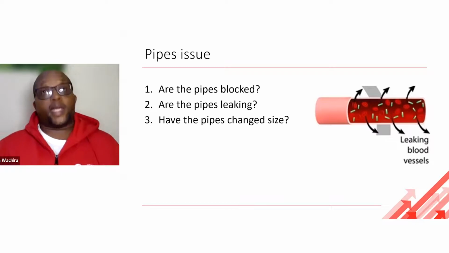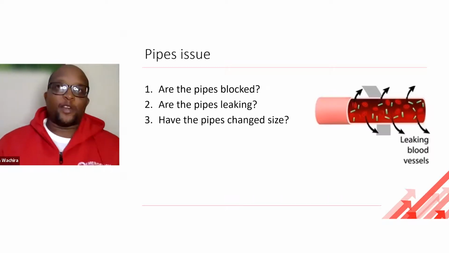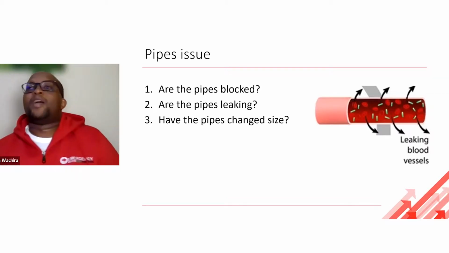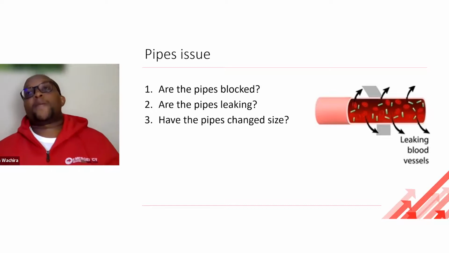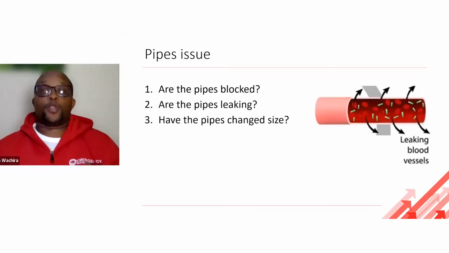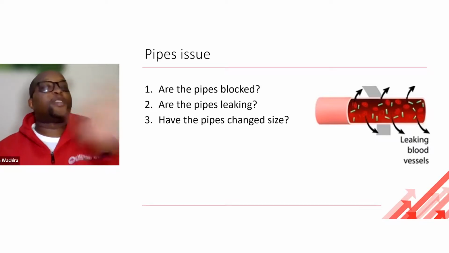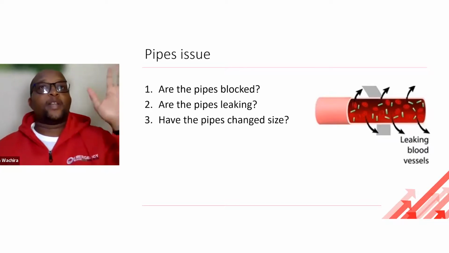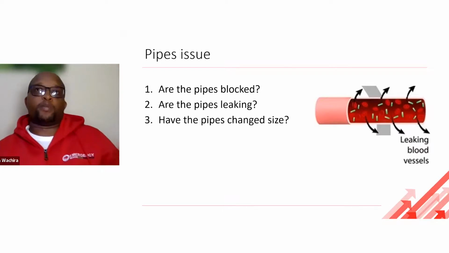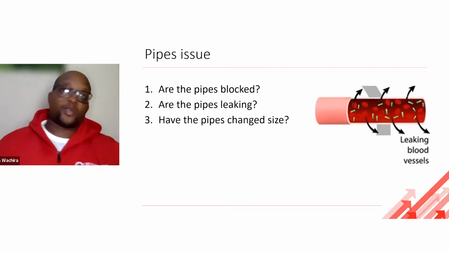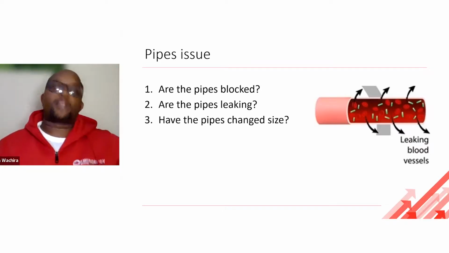Okay, are the pipes leaking? Okay, this happens a lot. If you're in a car crash and you start bleeding, or you're bleeding from your stomach, or someone has decided to stab you somewhere, the pipe is leaking because you're bleeding. Okay, so with leaking pipes, the first thing you need to do is close that tap. Okay, no amount of fluid is going to replace blood that is being lost. Okay, if it's going, it's going. So first thing, close the tap.